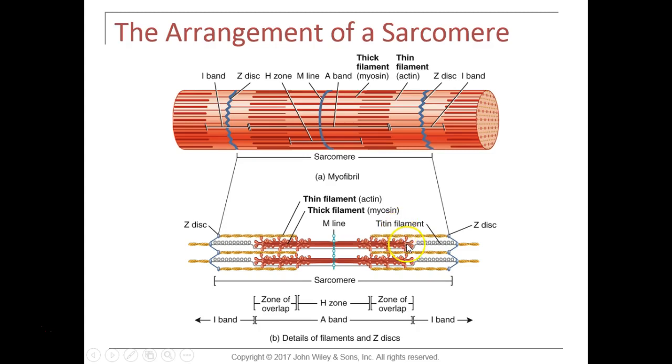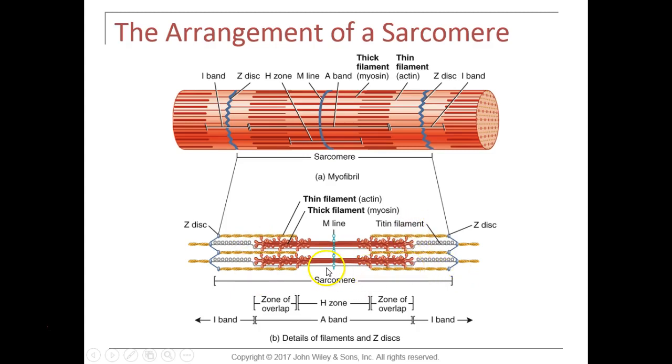Same thing on this side. All of these head groups pull on the thin filament and make it slide over the thick filament towards the M-line. In that way, when the thin filaments are pulled towards the middle, the Z-discs start to go towards each other and the whole sarcomere shortens. That's what we call contraction.